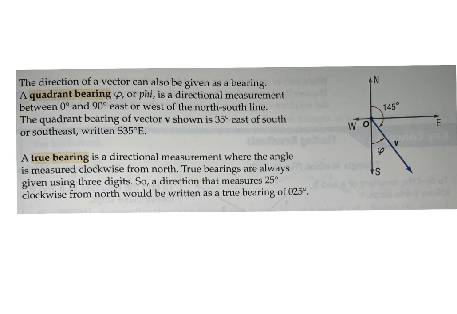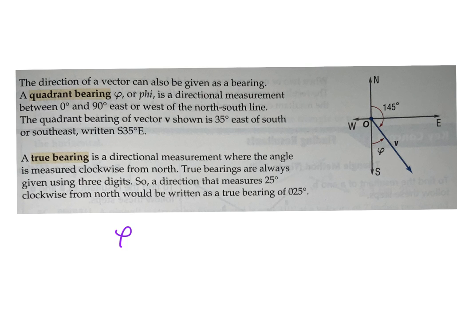Let's talk about quadrant bearing. The direction of a vector can also be given as a bearing, a quadrant bearing, or phi. So phi is the Greek letter right there. Do not ask me to draw it often. There we go. I mean, it's going to look a little different when I draw it, right? But there he is. It's a directional measurement between 0 and 90 degrees, east or west of the north-south line, all right? The quadrant bearing of a vector V shown is 35 degrees east of south, or southeast, okay? What does that mean, all right?